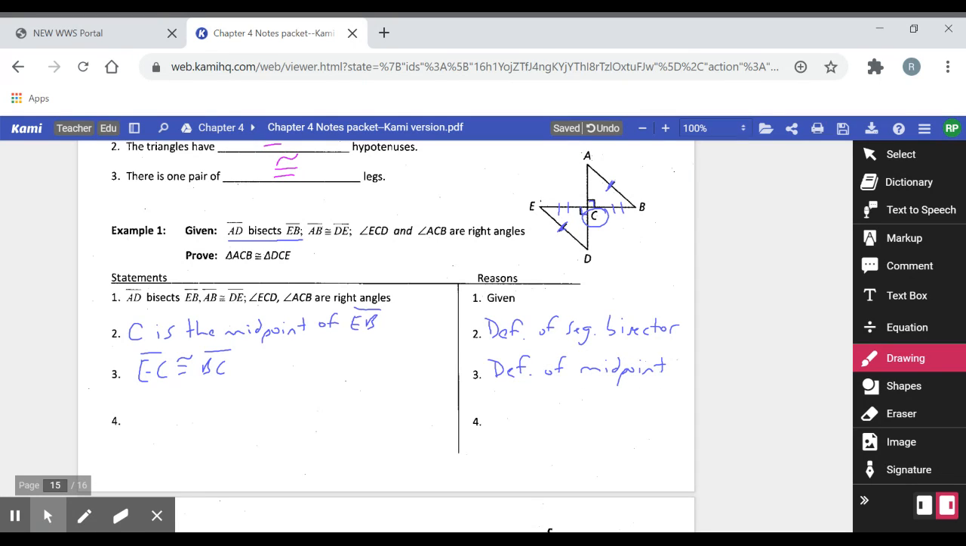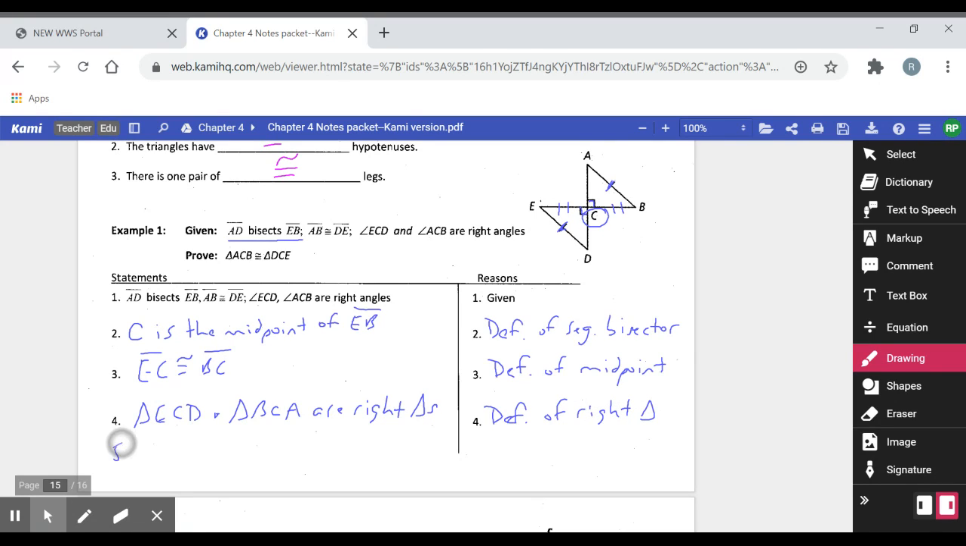All right. And from there, if we look at our picture, we did already say that they are right angles in the picture, but we have to specifically say that they are right triangles to be able to use right hypotenuse leg. So I need to say triangle ECD and triangle BCA are right triangles. Okay, and that reason would be definition of right triangle.